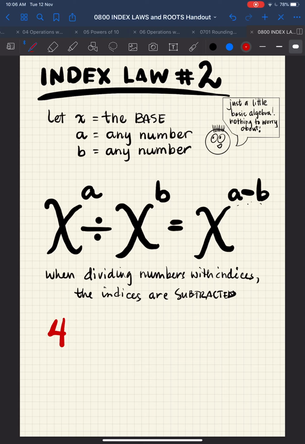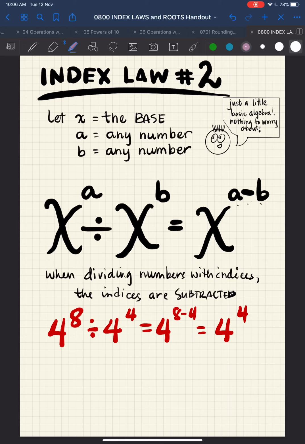4 to the 8th power divided by 4 to the 4th power equals 4 to the 8 minus 4, which is equal to 4 to the 4th power. Again, the base needs to be the same. You cannot do this if the bases are different. And the indices are subtracted.